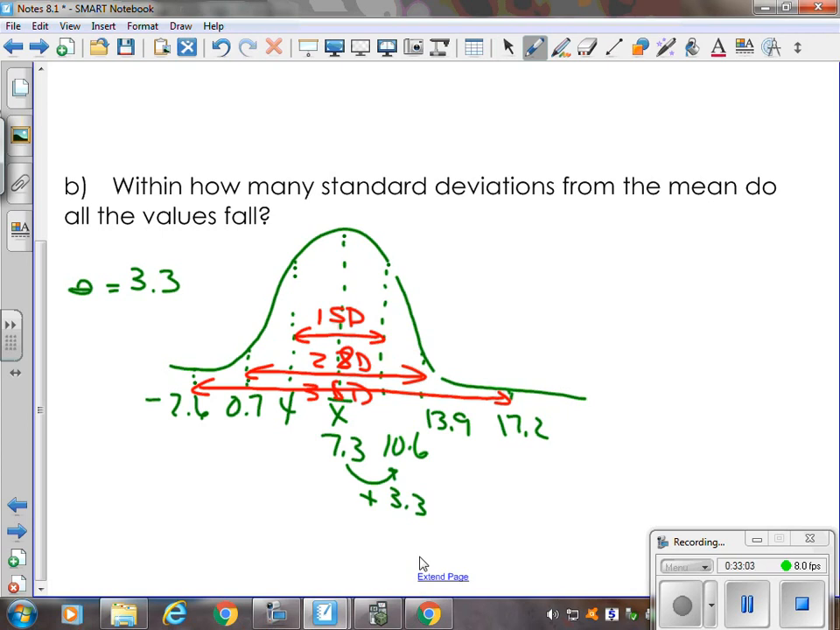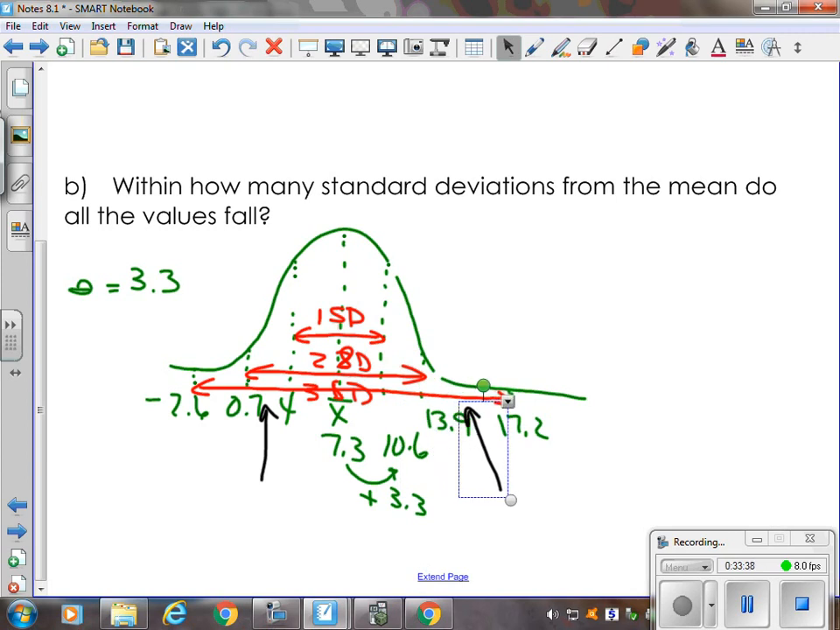Now, I need to know what the lowest and highest number on the list is. I can either go back to my calculator and look at those one variable statistics and find the min and the max, or I can just look at the data. Either way, I just need to know what the lowest value on the data is and what the highest value on the data is so I can compare it to this chart. 3. Okay, 3 falls in right here, and 11 falls in between these two. Is 14? Okay, we'll move over past this line then.